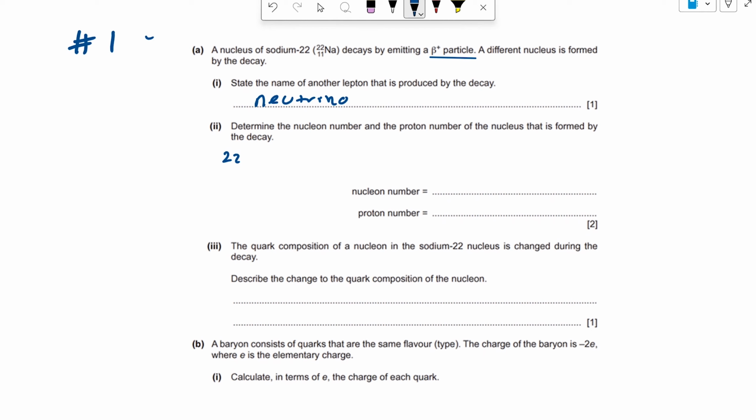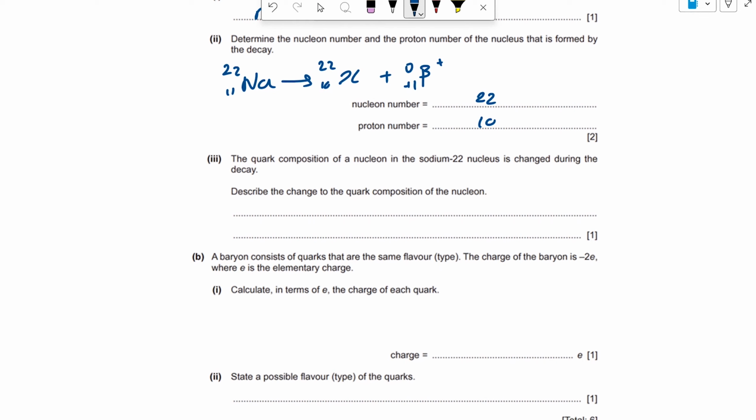Determine the nucleon number and the proton number of the nucleus that is formed by the decay. So we have sodium-22 (22, 11) decays to produce X plus a positron, which is 0, +1, beta plus. Now, the nucleon number of X is going to remain as 22, whilst we are going to subtract 1 from the proton number of sodium. So it's going to become 10. Nucleon number is going to be 22, whilst our proton number is going to be 10.